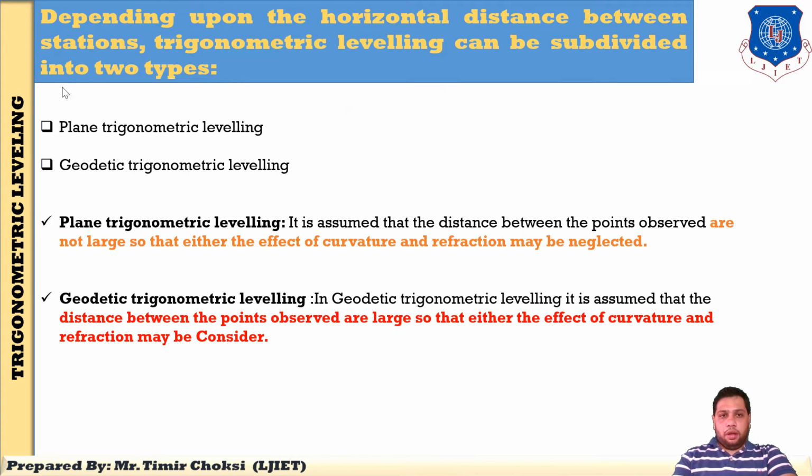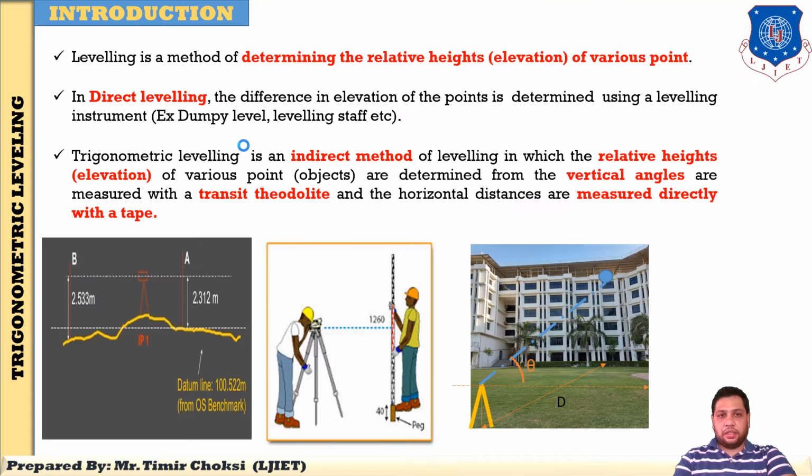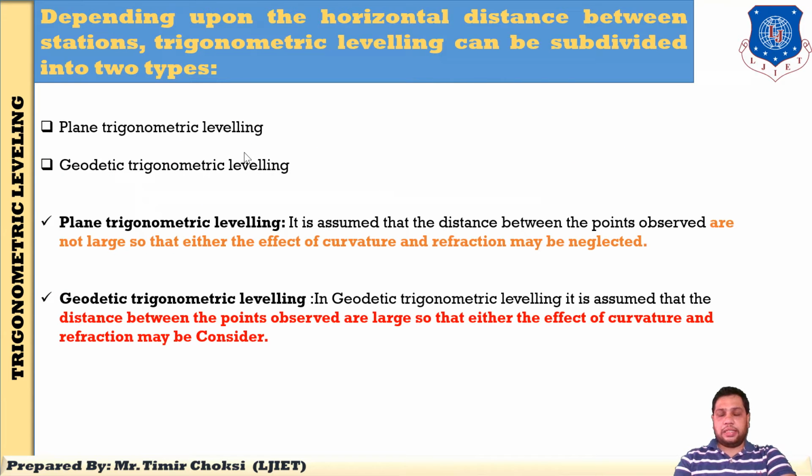So now the third topic. First topic is the definition, then use. Now the third concept is trigonometric leveling types. Depending upon the horizontal distance between the stations, trigonometric leveling can be subdivided into two types: one is plane trigonometric leveling and the second is geodetic trigonometric leveling.